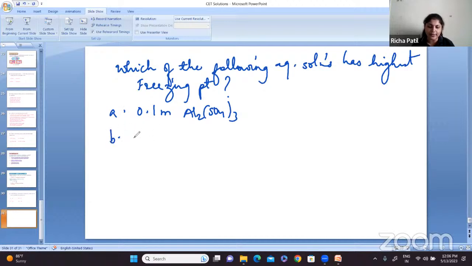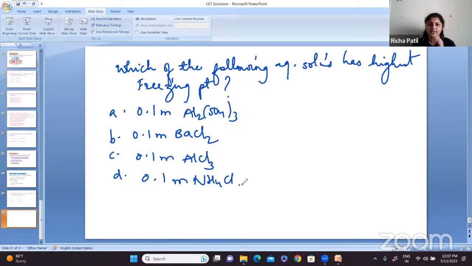We have seen this for boiling point, right? This is for freezing point. The options are BaCl2, C 0.1 molar AlCl3, and D 0.1 molar NH4Cl. What is the answer? This is for freezing point. Which of the following aqueous solutions has the highest freezing point?